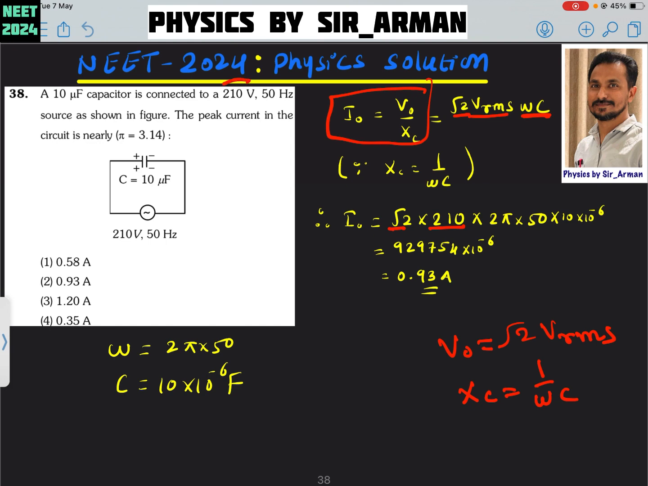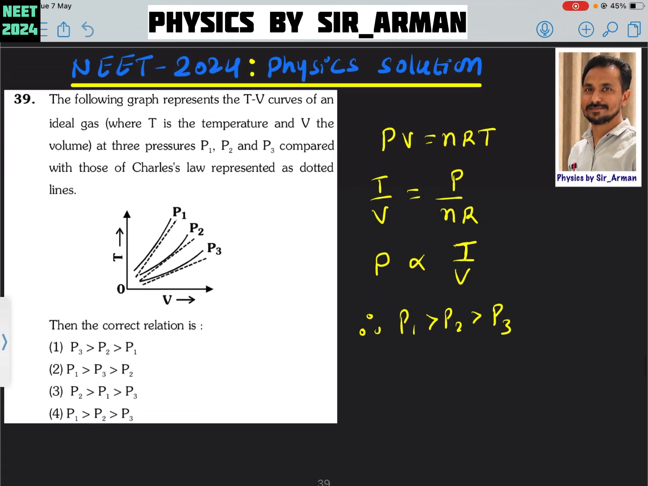Now whenever this kind of equation is given along with frequency, the voltage given is the RMS value, right? So root 2 into 210, then omega is 2 pi into f. F is 50 hertz, and the capacitance C is 10 into 10 raised to minus 6. If you solve this, we will get 0.93 ampere.